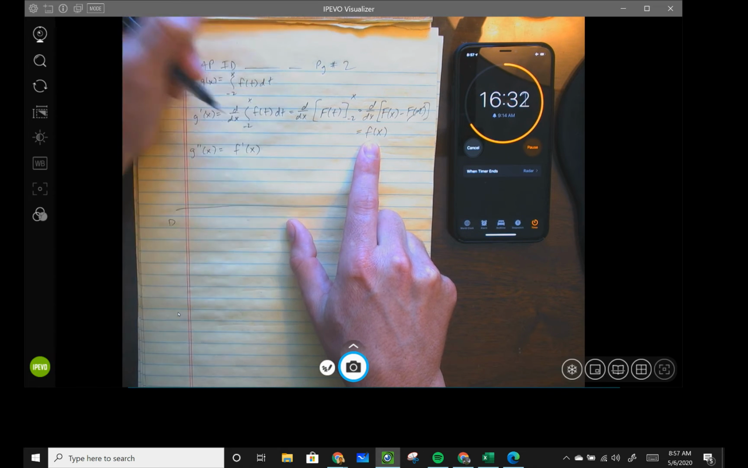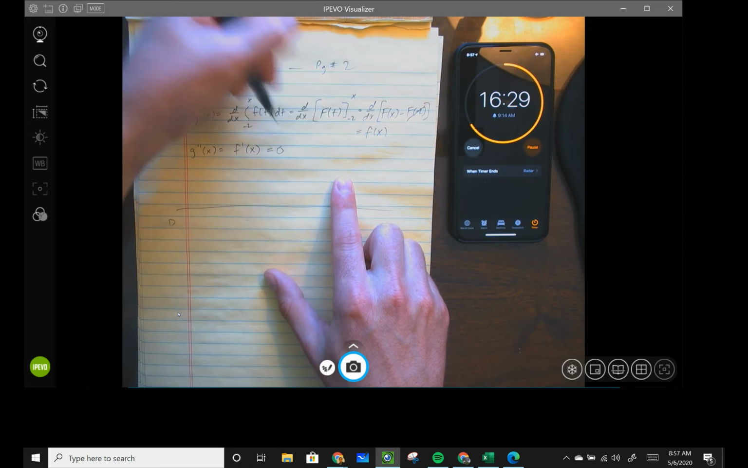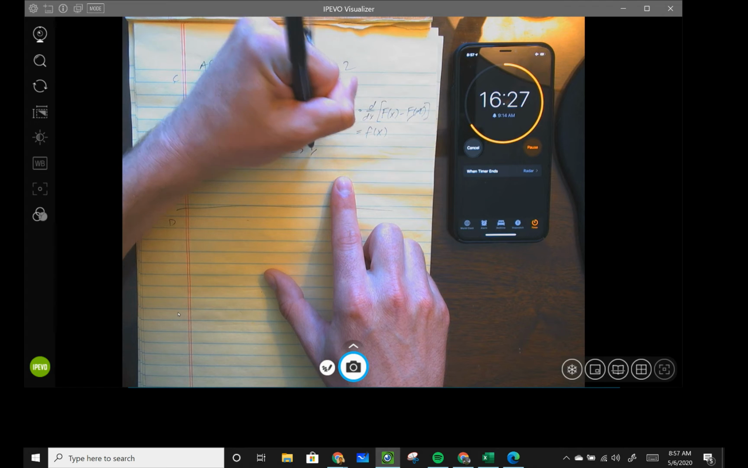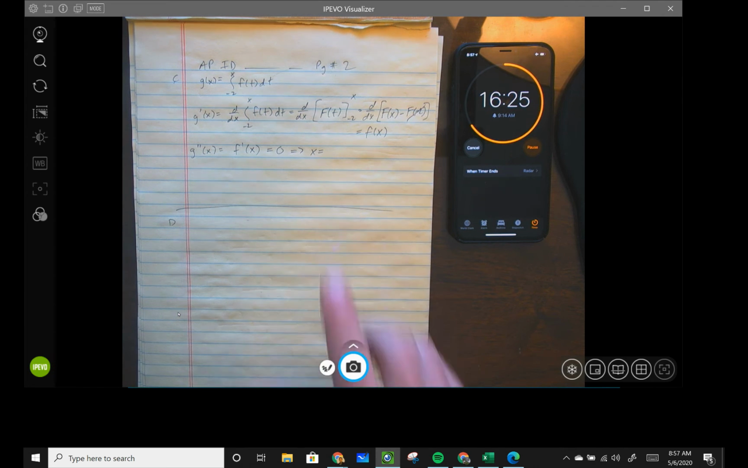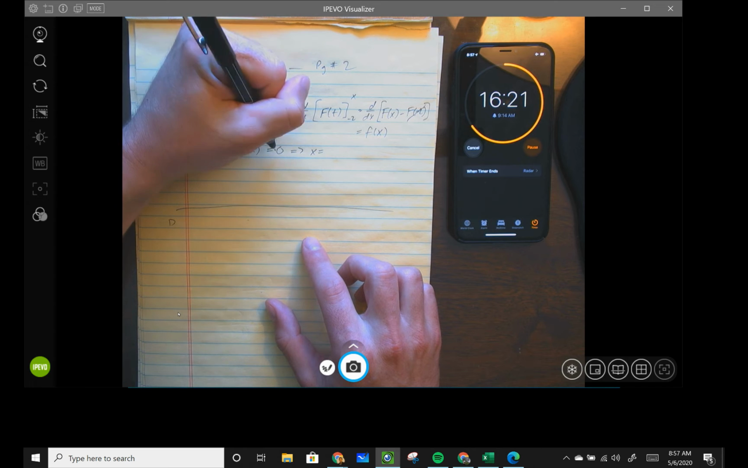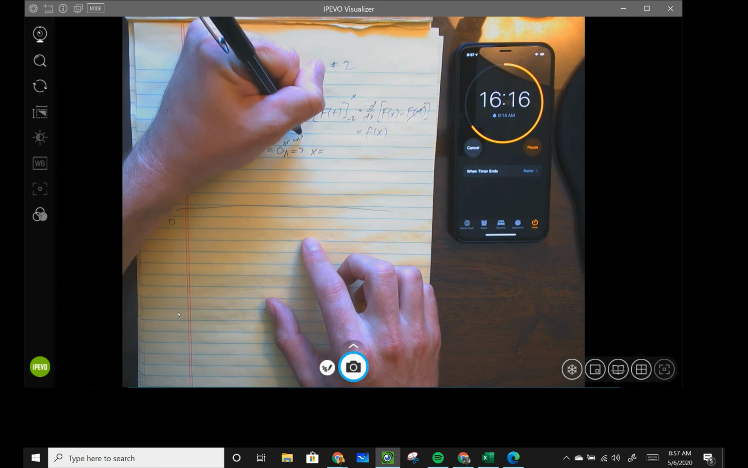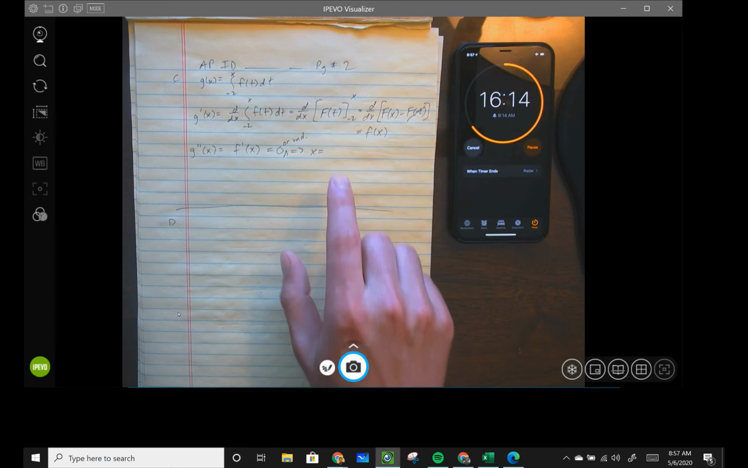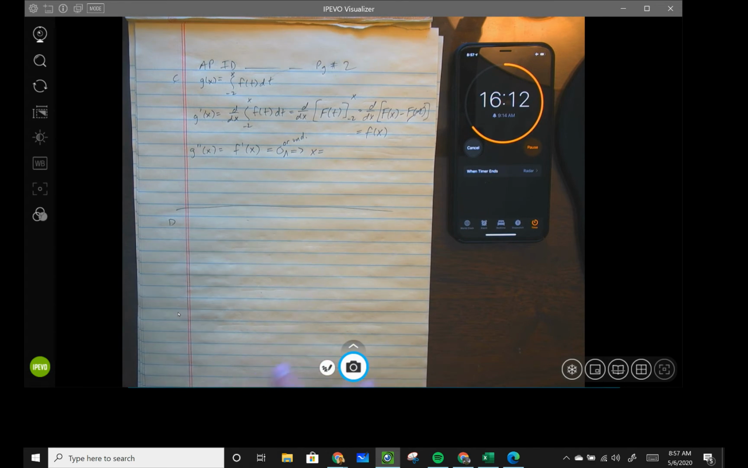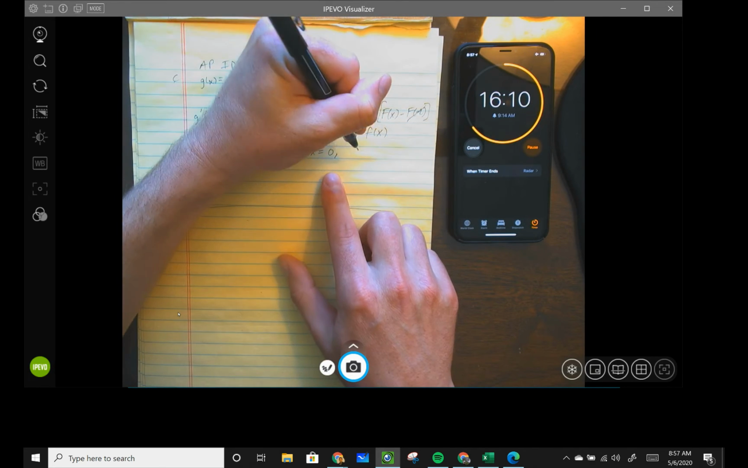All right, so I want to set that equal to 0. When does that equal 0? That happens when x equals... When is the slope of the tangent line 0 or undefined? 0 or undefined when x equals 0 and 2.